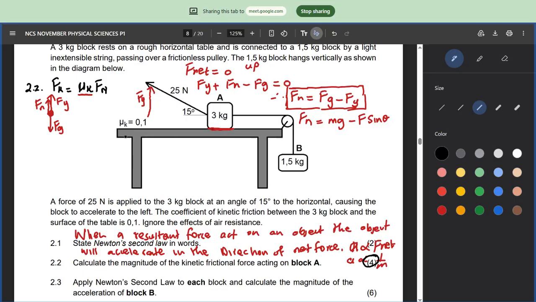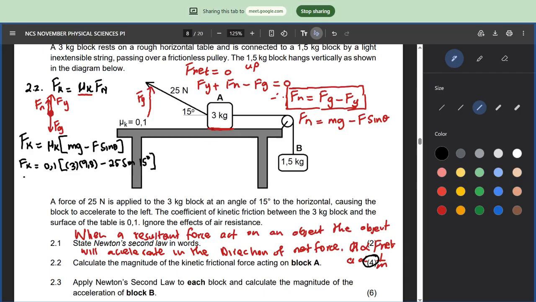So I'll just go to my formula and say my Fk is the coefficient of kinetic friction multiplied by the normal force of mg minus the F applied, the sine of theta, and then Fk, it will be 0.1 inside the bracket, the mass, that is for the 3 kg block. And then we're going to have this as 9.8. Then you subtract your F applied, it's given as 25. The sine of that angle, which is 15 degrees.